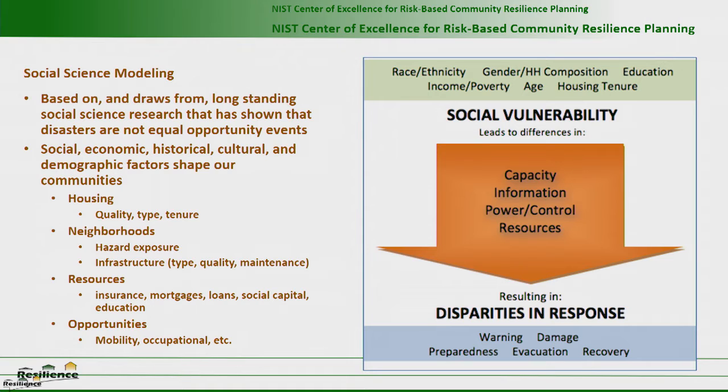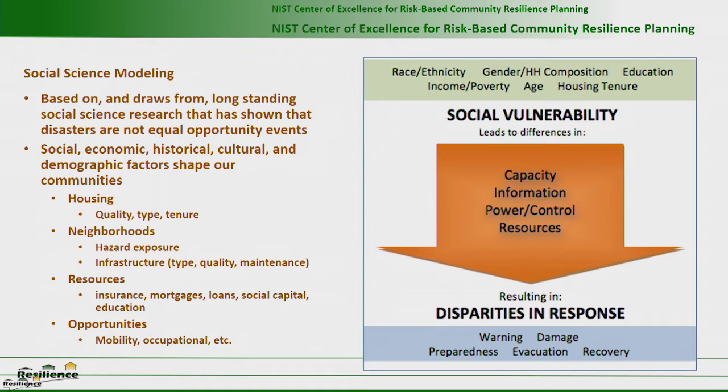In social science parlance, we often talk about these issues in terms of social vulnerability. So what are the broader socioeconomic forces that shape access to those resources? Factors like race and ethnicity, gender, education, income, wealth, age, et cetera, have major consequences for capacities of households, access to information, the ability to act on that information in terms of power and control, as well as resources to mobilize also.